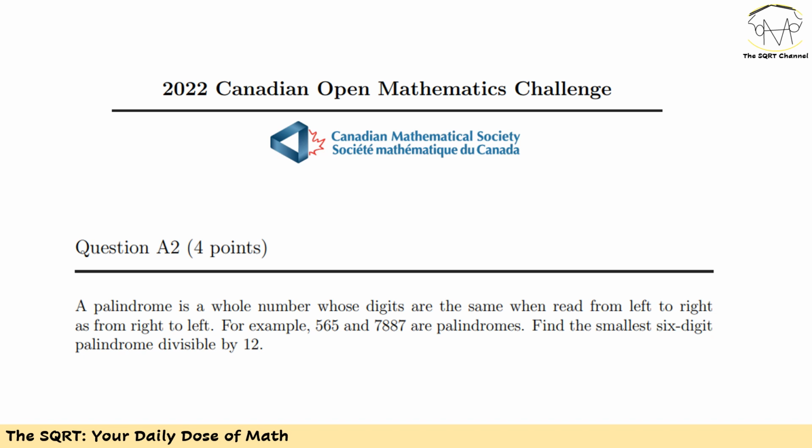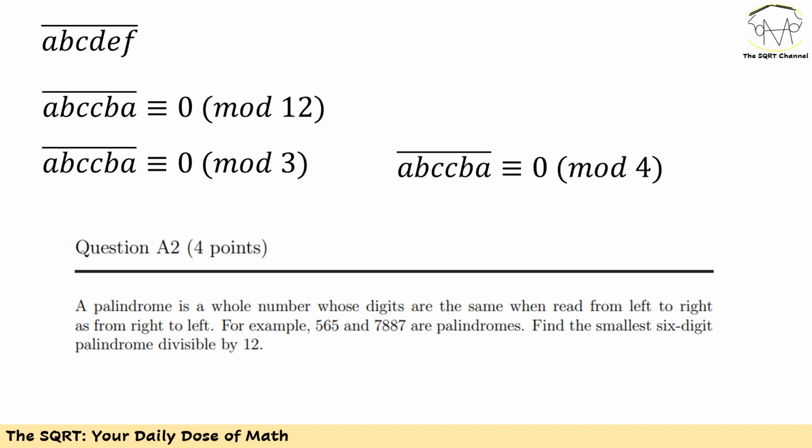7,887. Now it's asked to find the smallest 6-digit palindrome with this property that is also divisible by 12. Let's see how we are going to solve it. So first of all, let's assume that we have a 6-digit number as A, B, C, D, E, F. Now remember, we need to be able to read it from left to right and right to left similarly.